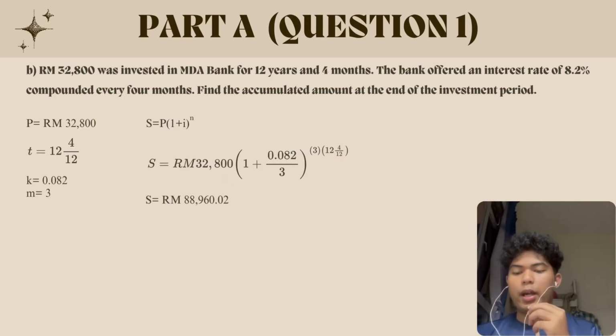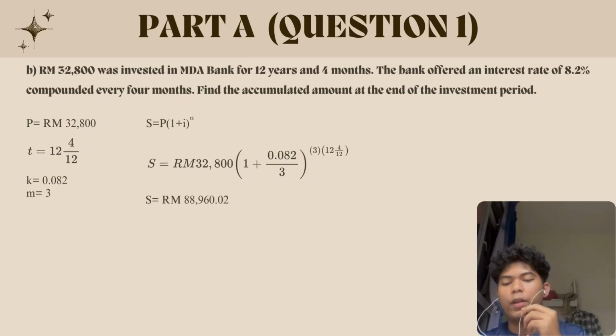That's it. Next question: RM32,800 was invested in MDA Bank for 12 years and 4 months. The bank offered an interest rate of 8.2% compounded every 4 months. Find the accumulated amount at the end of the investment period.